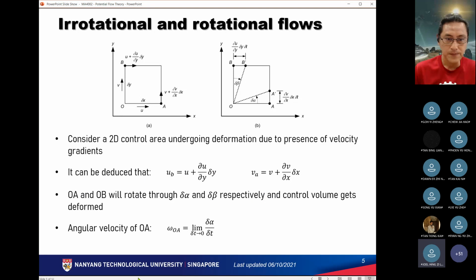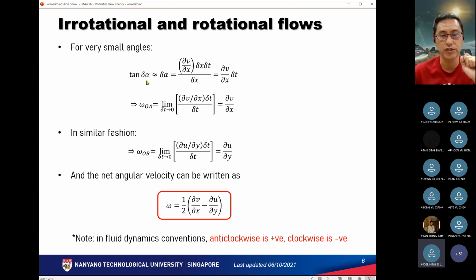So the angular velocity of OA can be approximated as omega OA equals the limit of delta alpha by delta t as delta t approaches 0, for very tiny angular changes. If we inspect this area here, the tangent of delta alpha, the small angle through which OA is rotated, can be approximated as delta alpha because it is a small angle. The tangent is opposite divided by adjacent. The opposite is del v by del x times delta t, and the adjacent is delta x. Some terms cancel, and at the end of the day, delta alpha is approximately del v by del x times delta t.